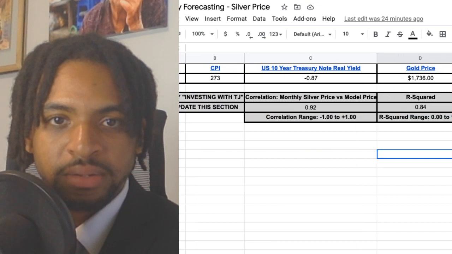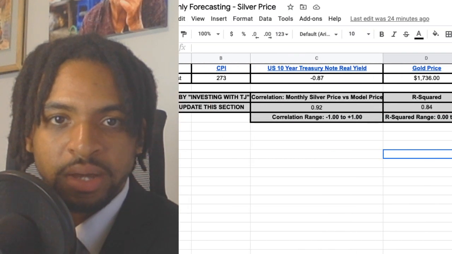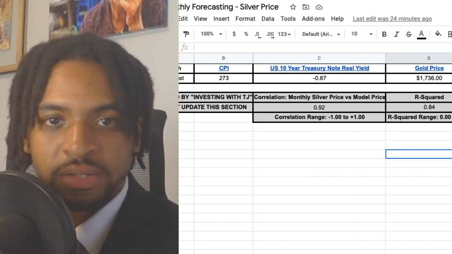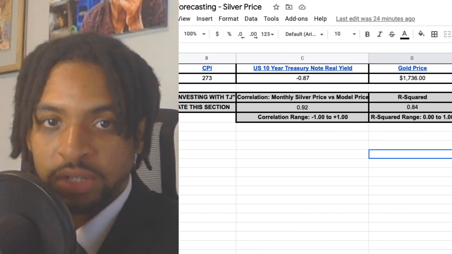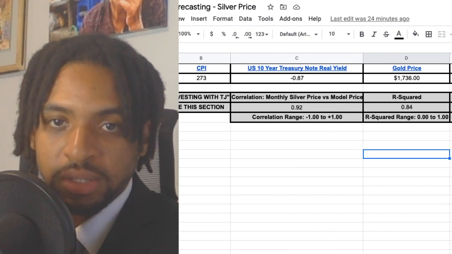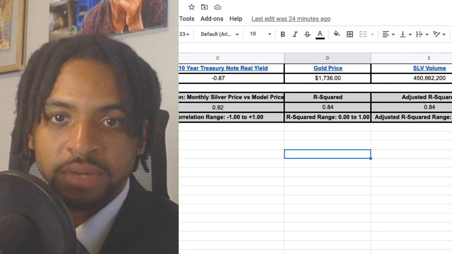And again, what you see in gray is all of the stuff that I just went over. But these are all the inputs. I use CPI. I use US 10-year Treasury note real yield. I used the gold price. And I used SLV volume.